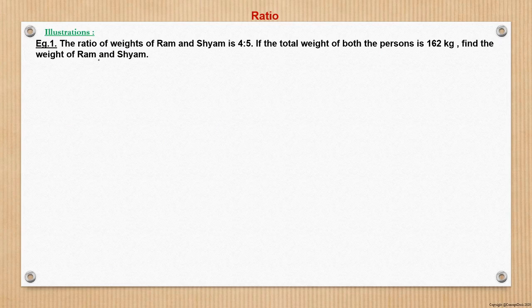So now we'll solve some problems. The ratio of weights of Ram and Shyam is 4 is to 5. If the total weight of both the persons is 162 kg, find the weight of Ram and Shyam. So we first take method 1, a very conventional approach.